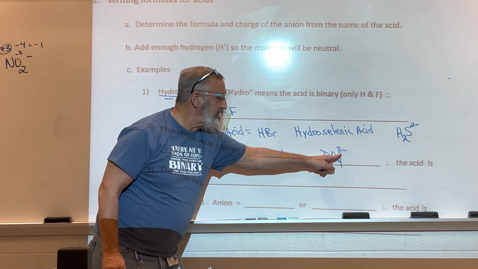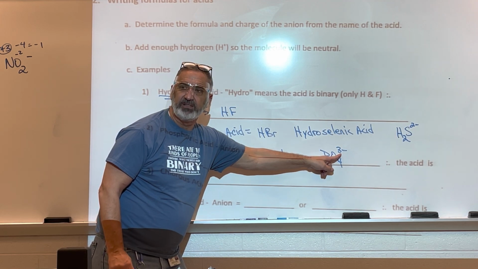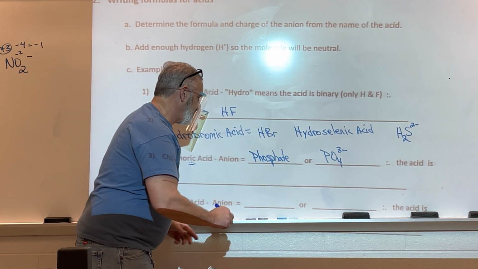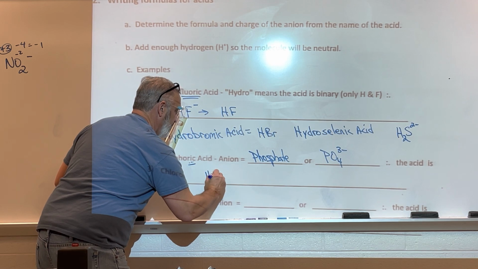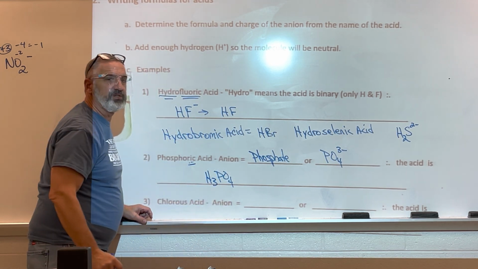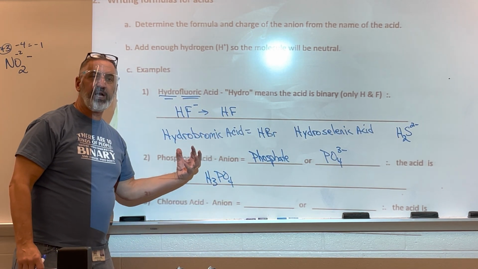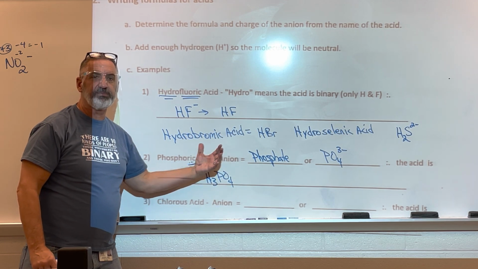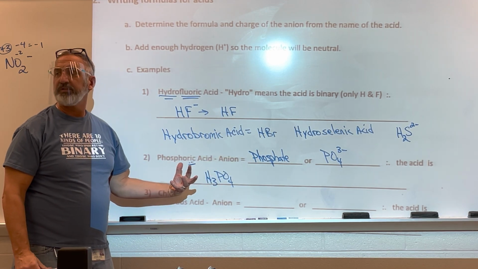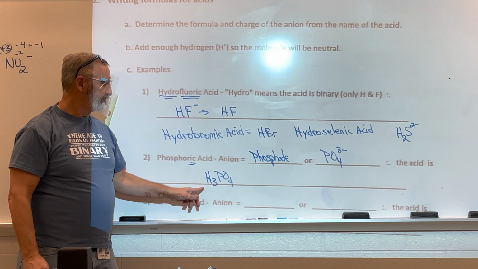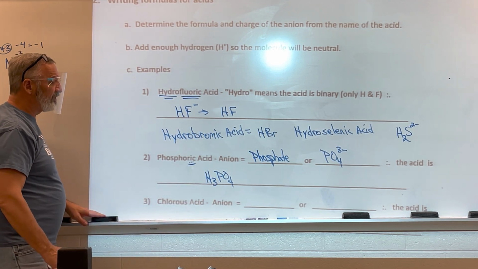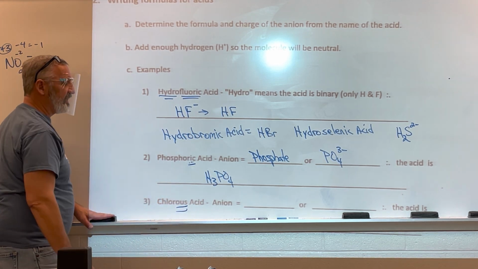No, it's -3, so how many hydrogens do I have to add? 3. Don't make it complicated. It's H3PO4. The positive thing is always hydrogen. If it's -1, you add 1 hydrogen. If it's -2, you add 2 hydrogens. -3, you add 3 hydrogens, to make it neutral.